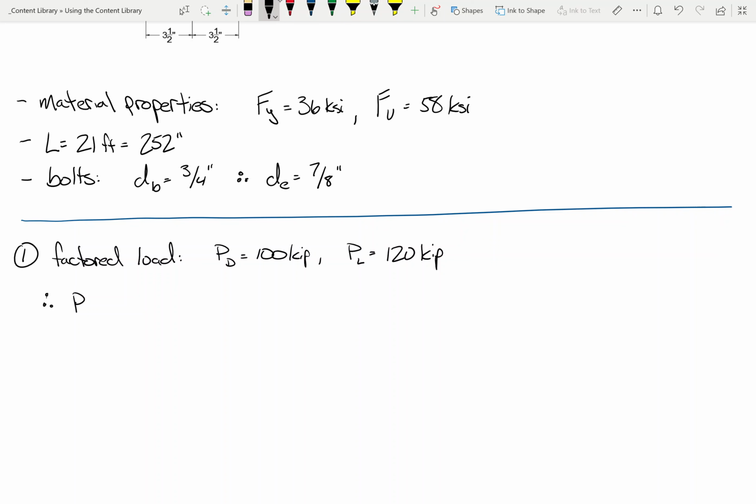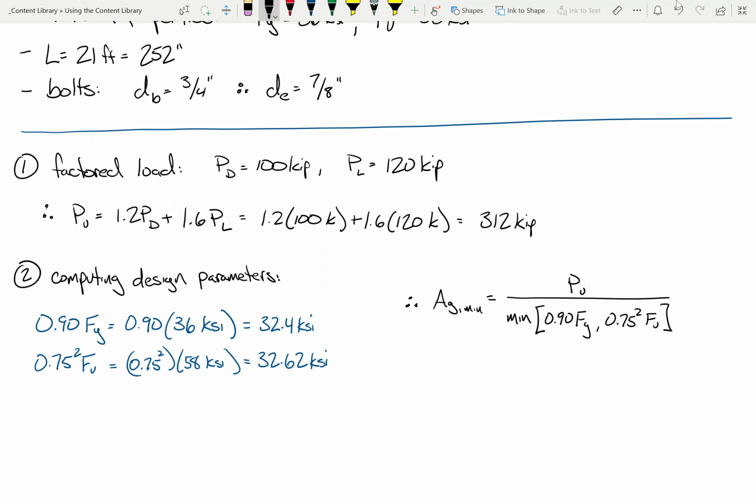All right. Okay. So the reason why we went ahead and did those is we're going to say, therefore, Ag min is, on the bottom, we've got the minimum of 0.9 Fy and 0.75 squared Fu. And then on the top, we have our load. So which one are we going to use? The 0.9 Fy, or the 0.75 squared Fu? There we go. That's the one we're going to use. So this is 312 kip over 32.4 ksi.